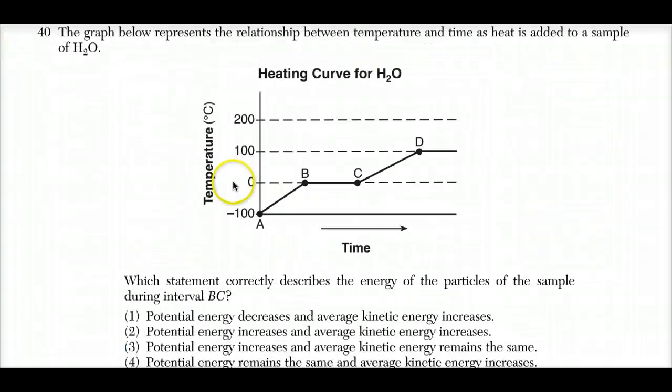Number 40, the graph below represents a relationship between temperature and time as heat is added to a sample of water. Okay, I look at this and say heating for water, I see 0 degrees Celsius. Oh, I know this is the phase change. This is where it starts to melt, so a solid is going to a liquid. This must be the pure solid phase, vibrating in its fixed positions. B is when it just starts to melt. C is when it's all completely melted and is now 100% liquid.